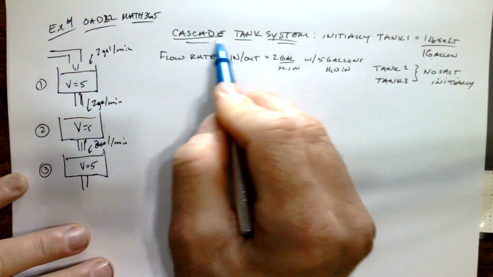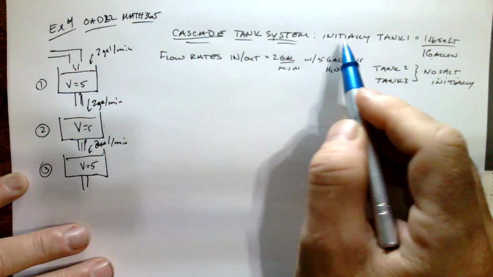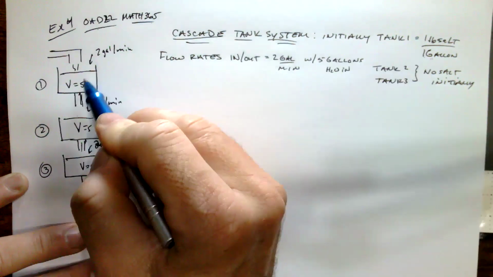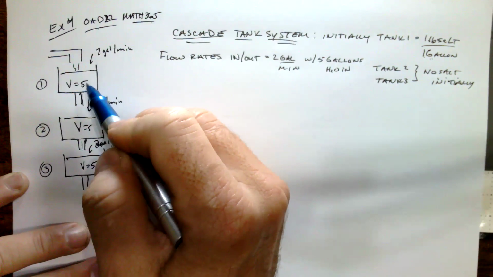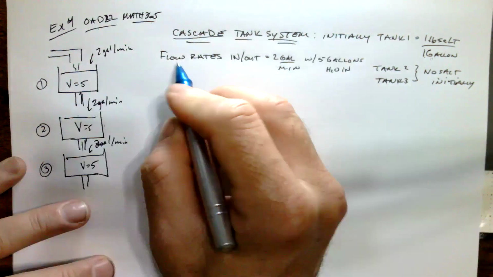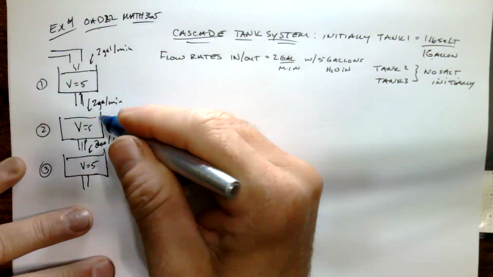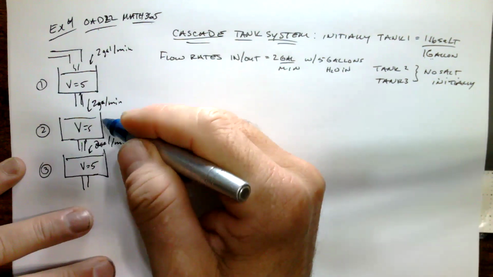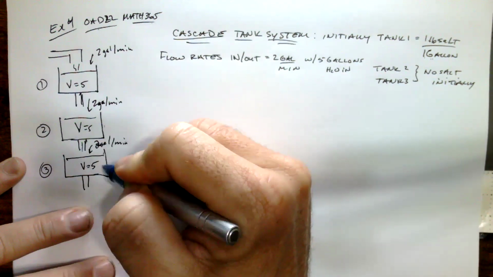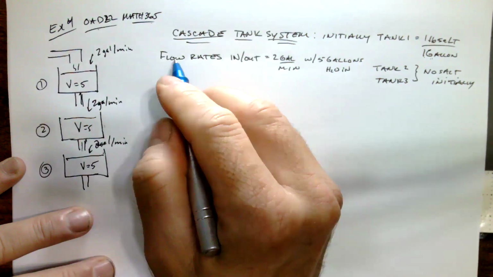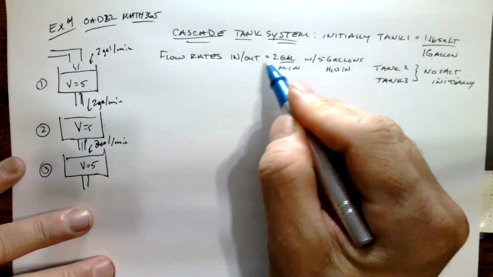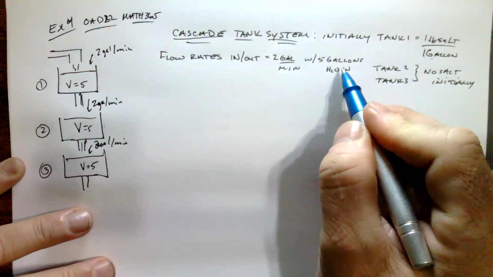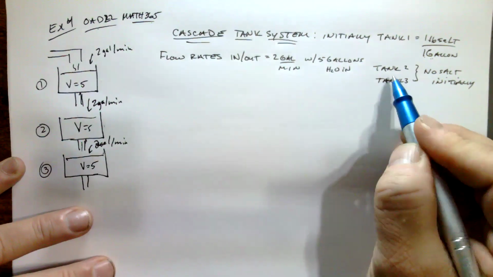We are given a cascade tank system where initially tank 1 has 1 pound of salt per gallon. Sorry about that. And then each of the other 2 tanks have no salt in them initially. They're just pure water. The flow rates in and out of each of the tanks is 2 gallons per minute, and they each have 5 gallons in them.